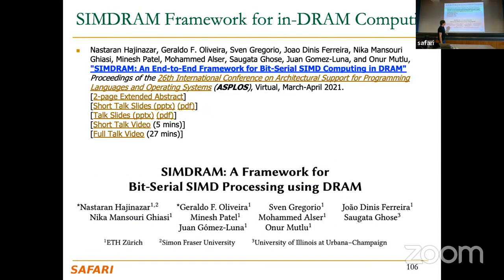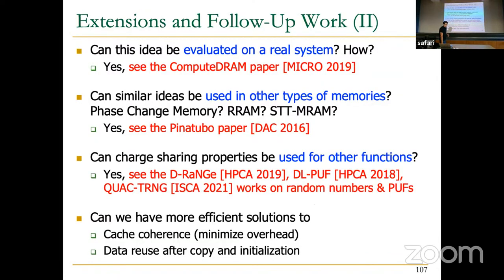Okay, another follow-up work that hopefully we will have time to cover as well today is in-DRAM that takes the ideas in Ambit and improves them and also provides a framework to create complex operations using the memory. But we will first talk about the others, like, for example, let me mention these ones. This RowClone proposal, these ideas can be evaluated on a real system. Yes, that's what the ComputeDRAM paper did. You have a couple of slides or one slide later.